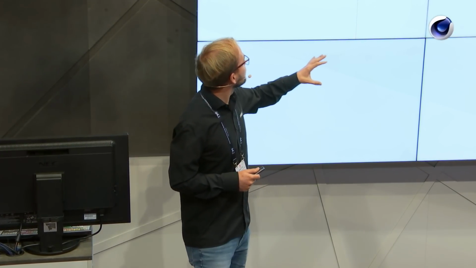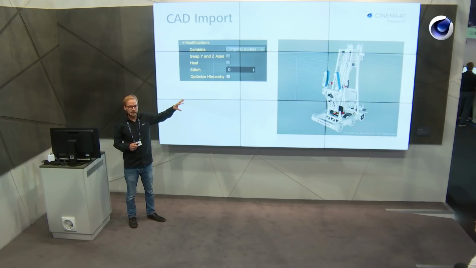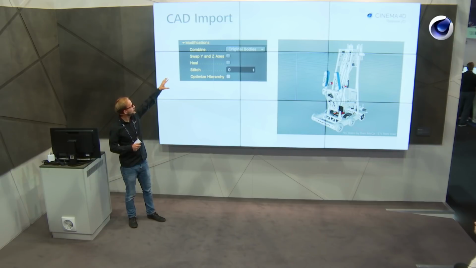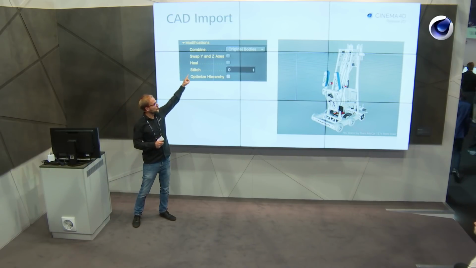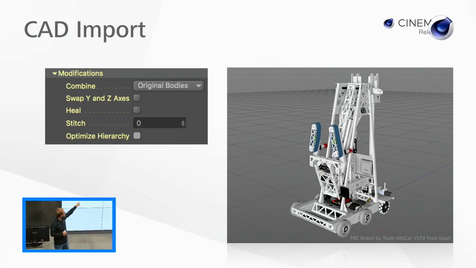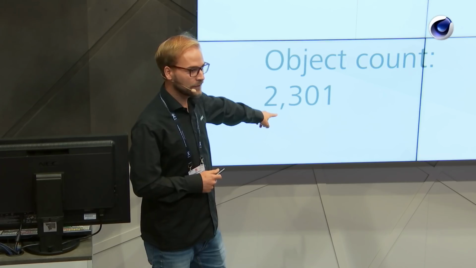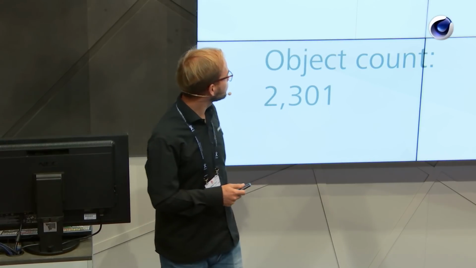So here's another cool thing. You can combine objects, and you can really tidy up the scene structure using the modifications section here. One thing that is important, you can swap the Y and Z axis, because CAD programs normally have the Z axis up, and 3D programs have the Y axis up. And if you import it like that, it comes with an object count of 3,643 objects, which is quite a lot. But if you check Optimize Hierarchy, you see that it brings it down to 2,300.